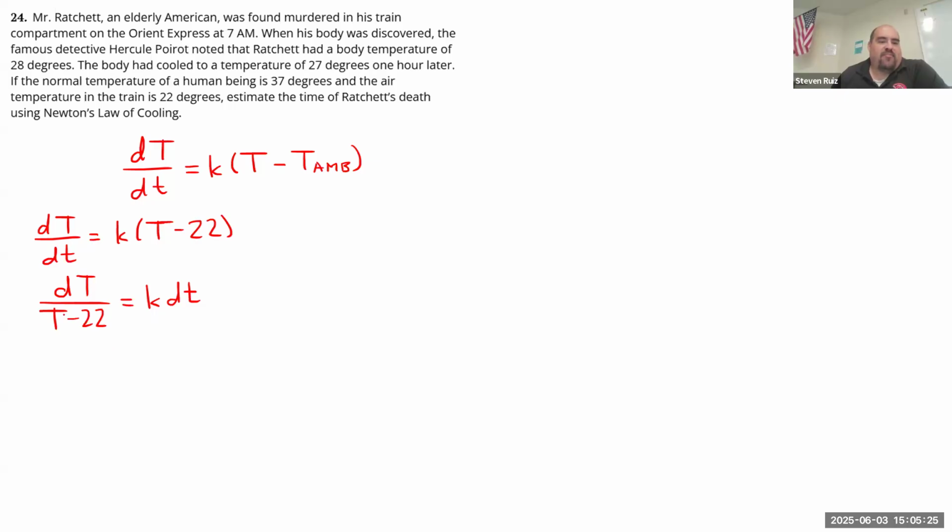So where do we go from here? We have separated variables, which means we can integrate both sides. The left-hand side, we have another natural log. We have natural log of, really technically, absolute value of T minus 22, but I'm not really going to be dealing with temperatures that are less than 22. So I'm going to just look at the positive side. Natural log of T minus 22 equals kt plus c. Do I want to evaluate c right now?